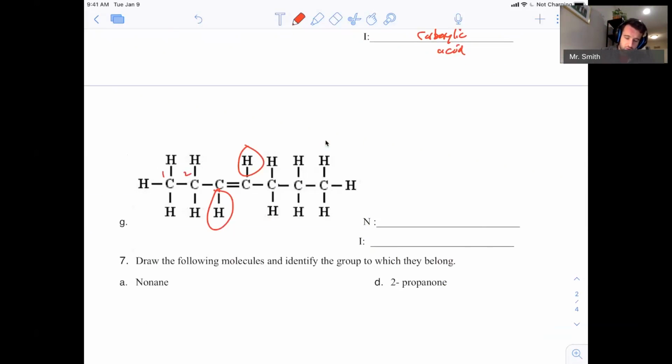1, 2, 3, 4, 5, 6, 7 carbons. We would call that pent, or no, we wouldn't call that pent, that's 5. We would call that hept. Hept is 7. And then since it's a double bond, we'd call that ene, so heptene, and it looks like it starts on that third carbon. And that's not true for both ways. It's either the third carbon or the fourth carbon. Remember, we take the lower number, so it'd be 3-heptene, and we would call this an alkene.